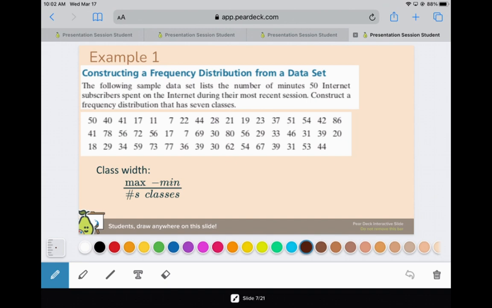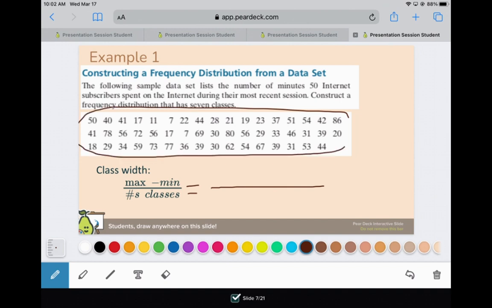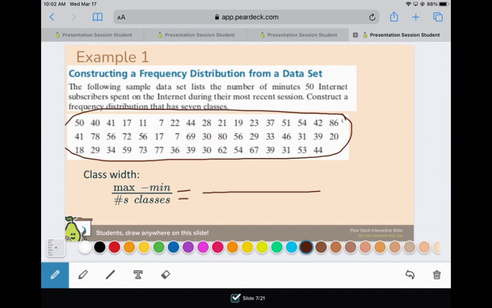All right, so I'm going to look for the maximum value in this entire list. Last time we established 86 is the biggest number, minus the smallest number, which we already decided is 7. Some of you know the highest and the lowest number, but one thing you asked was, how do I know how many classes I should divide by? This one right here. They will tell you in the instructions, okay?